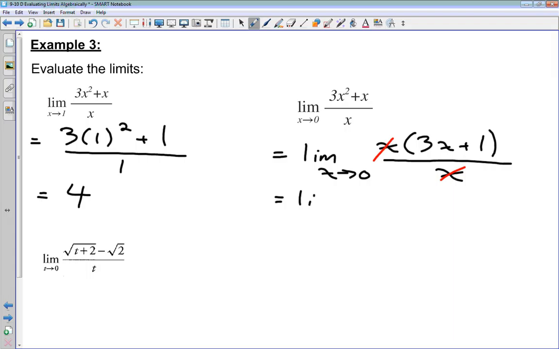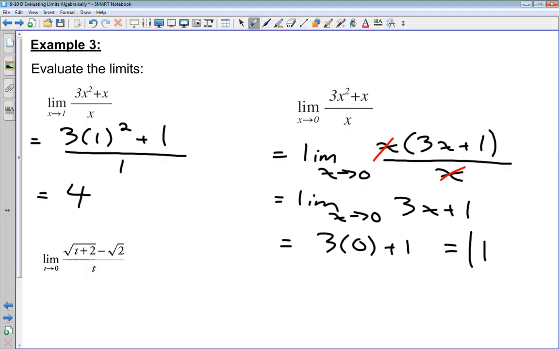So I'm evaluating the limit still as x goes to 0 of 3x plus 1. Now I've got something I can do that substitution on. I'm just going to sub in that 0. And remember, as I sub in that 0, that's when that limit as x goes to 0 disappears. Because at that point, I'm no longer tending towards 0. I'm sort of evaluating that limit right at 0. So I get my final answer, 1. Okay. Not too bad. So this is a lot less work than making a table, right?